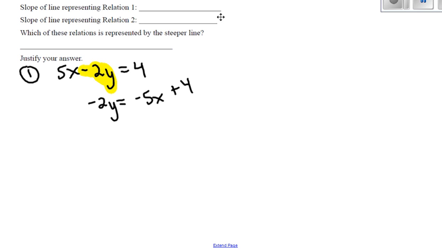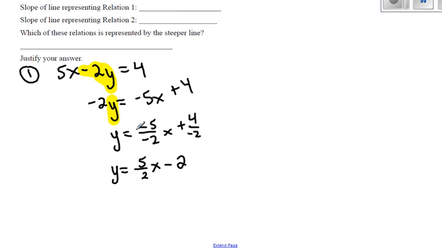So now that I've isolated the y term, now I need to isolate y. So what's happening to y is a multiplication by negative 2. So therefore, I'm going to be dividing everything by negative 2. So what does that give me? It gives me a slope of 5 over 2. And then there's my y-intercept. So relationship A has a slope of 5 over 2.